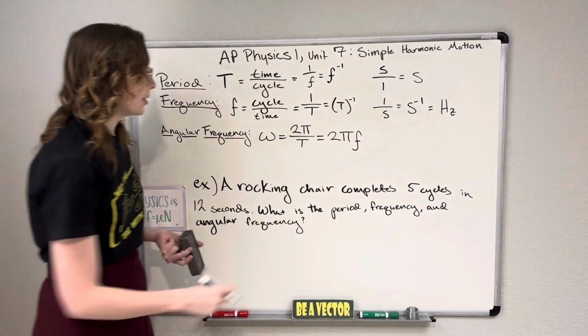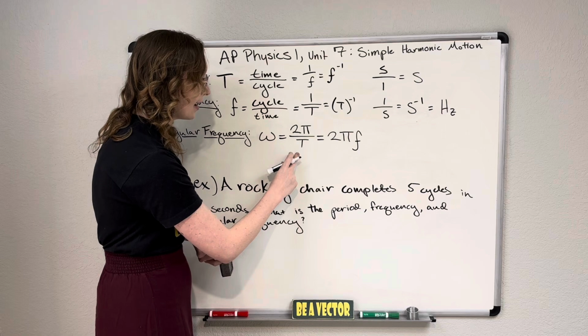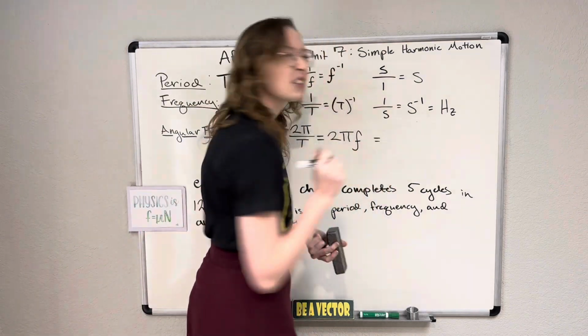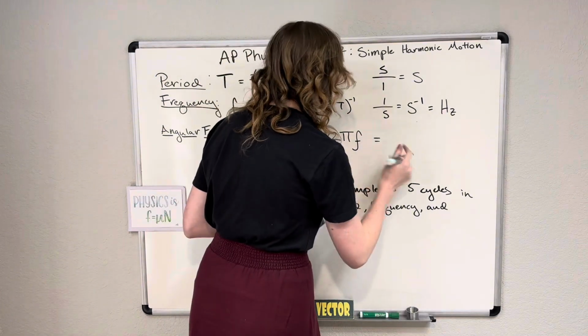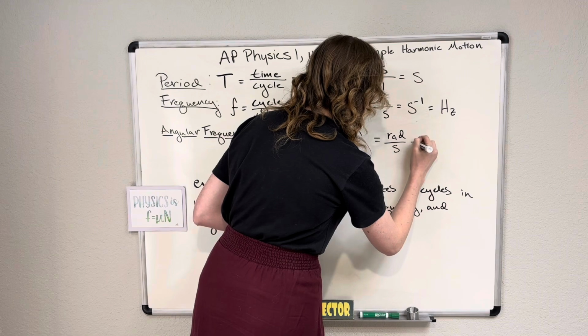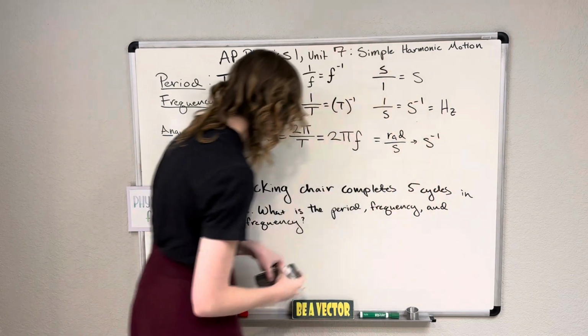It is going to have units of radians per second, or radians times inverse seconds. Radians are kind of unitless, we'll go more on that later. So this means this has units of radians per second, or just inverse seconds.